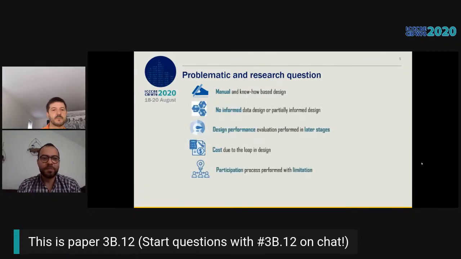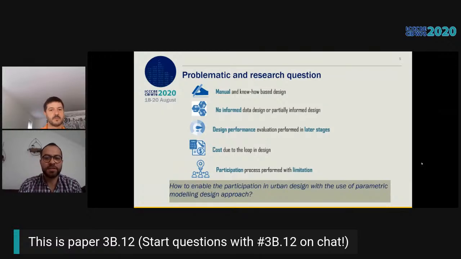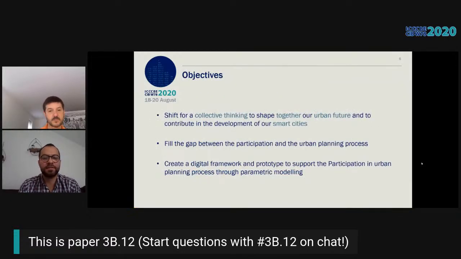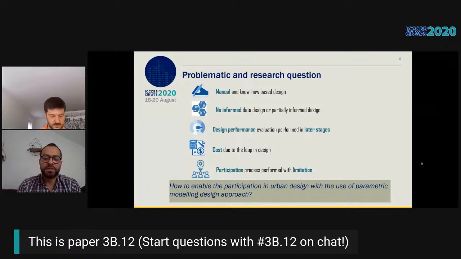So there are multiple problems actually covering the urban planning, which is based on manual sketching. There's no informed data, and evaluation of the design comes at a later stage, where if we want to make some modification, it will cost more money due to the design loop, and the participation process is limited to verbal participation. So the research question: how to enable participation in urban design with the use of a parametric modeling design approach.